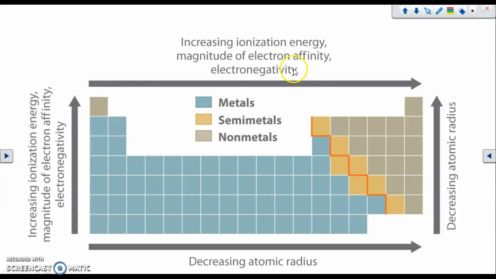So again, folks, the trends are quite straightforward because this table is actually going to be given to you. Just remember that if the elements are arranged in a group, the higher element will always have the highest ionization energy, highest electron affinity, and the highest electronegativity.